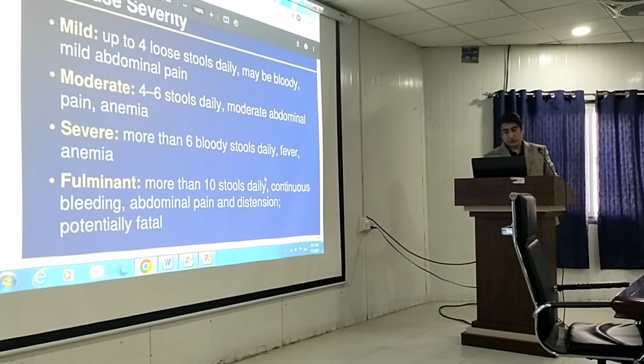The Mayo score basically covers the frequency of stools plus rectal bleeding plus two other things. One is the endoscopic assessment, whether it's mild, moderate or severe. The fourth point is the physician's global assessment, whether it's mild, moderate or severe disease. This is the modified Mayo score being practiced nowadays.